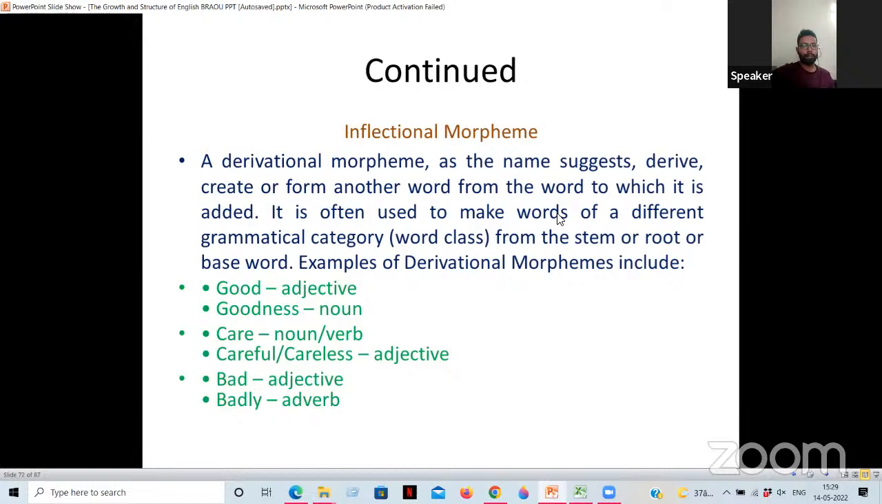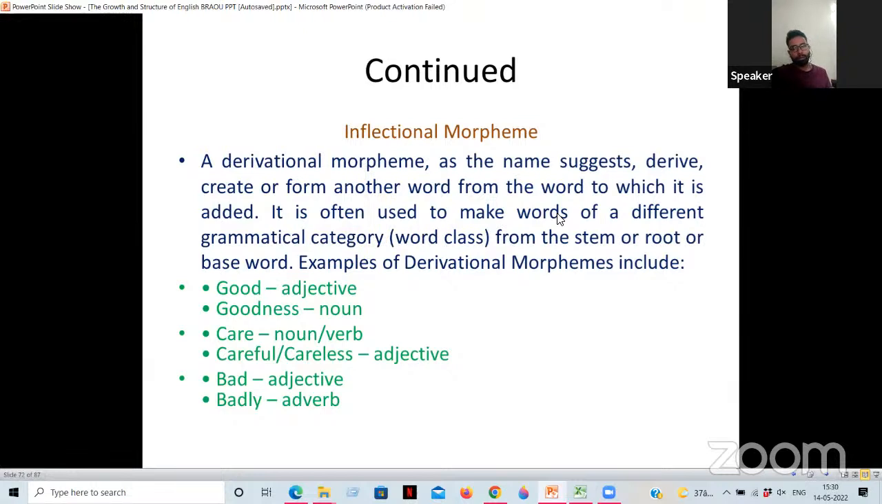A derivational morpheme, as the name suggests, derives, creates or forms another word from the word to which it is added. Now, when we add certain derivations to a particular word, it will actually change the form of that particular word.